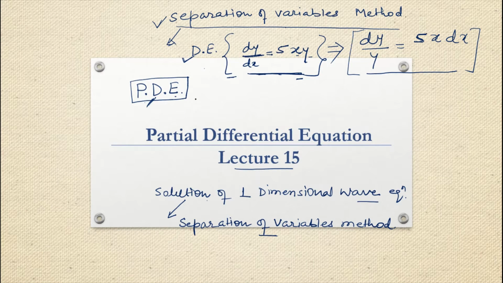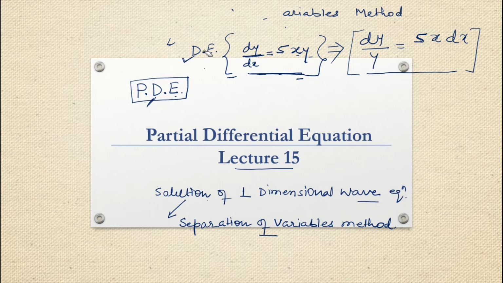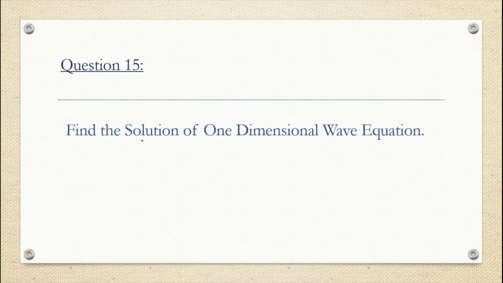Those types of partial differential equations we can solve easily using the separation of variables method, and we are going to see that the one-dimensional wave equation satisfies all the criteria to get solved by this method. This method is actually simple, so we really want to use it. Now we are going to find the solution of the one-dimensional wave equation.